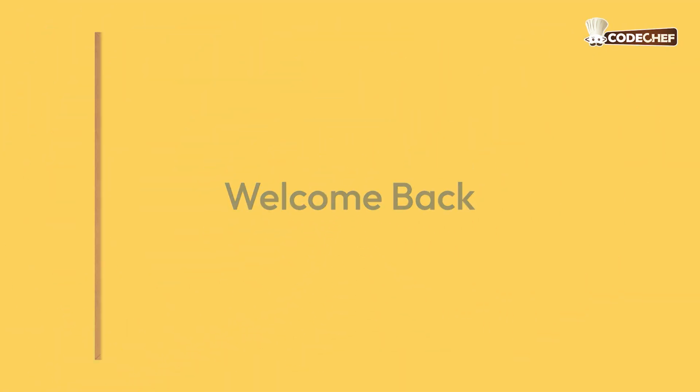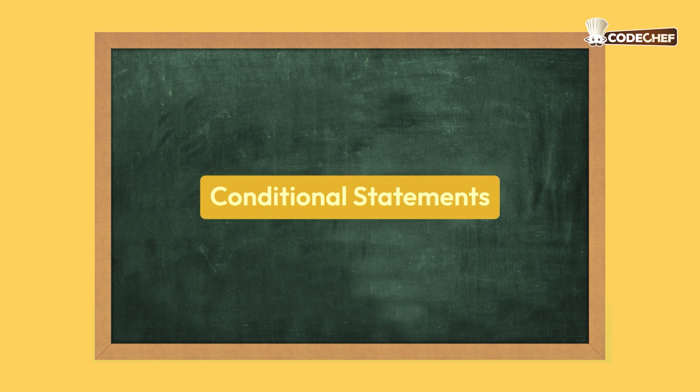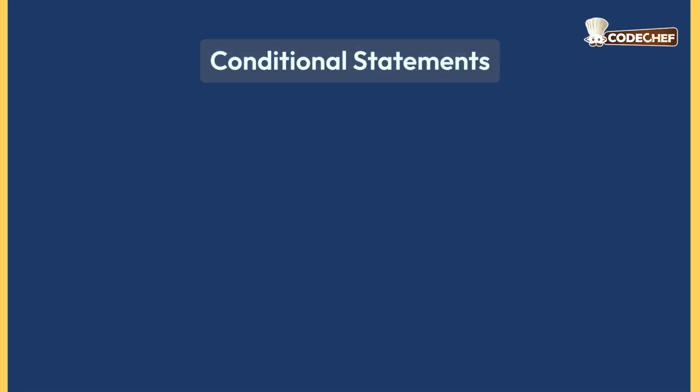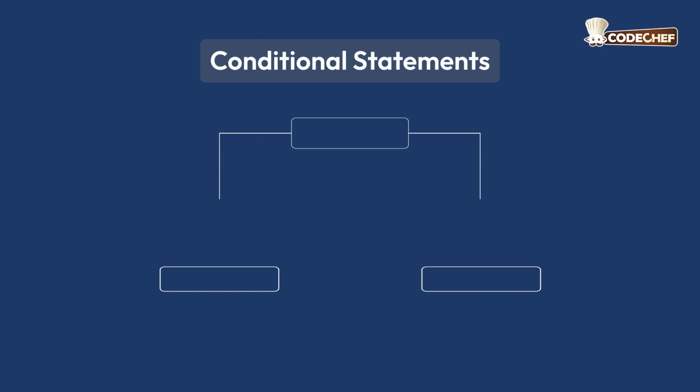Hey, welcome back. Today we learn conditional statements. Many times our program needs to take different actions based on some conditions. For example, let's say we want to find if the user is old enough to vote or not. We know that for this, a person has to be 18 years old or more.